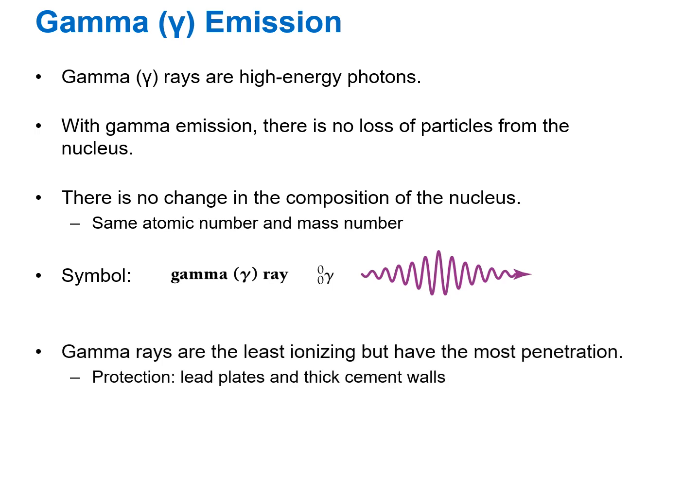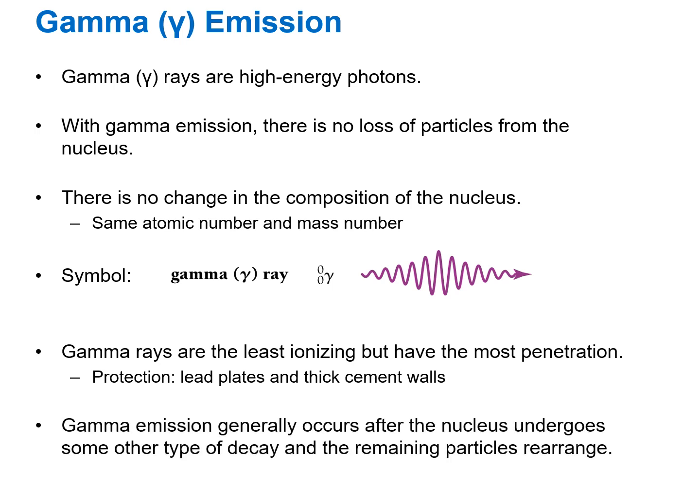Now, gamma rays are the least ionizing, but they have the most penetration, so it's going to take a little bit to be protected from them. And this is where we're going to see the usage of lead or thick cement walls, or even a couple of feet of water. So you could actually be a diver working in a nuclear reactor, and you could get as close as about 2 feet and see what's going on. You wouldn't want to go much past that, because then you could start to get the effects of gamma rays. Gamma emission generally occurs after the nucleus undergoes some other type of decay and the remaining particles have rearranged. So this is kind of like an after effect of some other process.